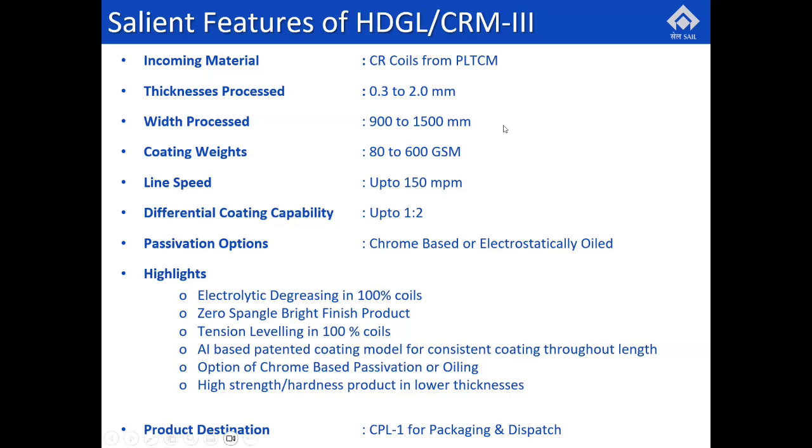And recently, after Rourkela steel plant stopped producing galvanizing products, there was a requirement of a product called third GP, which is basically a high hardness strength product. That as well. Our product destination, as I was saying, is coil packaging line 1 for packaging and dispatch.